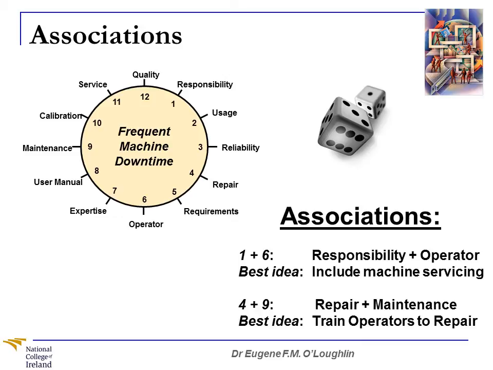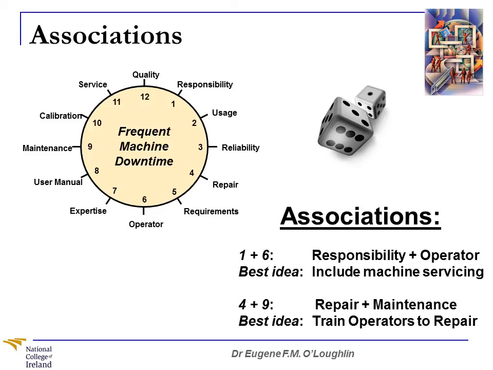We brainstorm ideas, we try and answer the questions I looked at on an earlier slide, come up with different ideas, and in the example in the book, the best idea that was arrived at here was that machine servicing should be included in the responsibility of the person who is managing the machine. A second roll of the dice came up with a combination of item number 4, which is repair, with item number 9, which is maintenance.